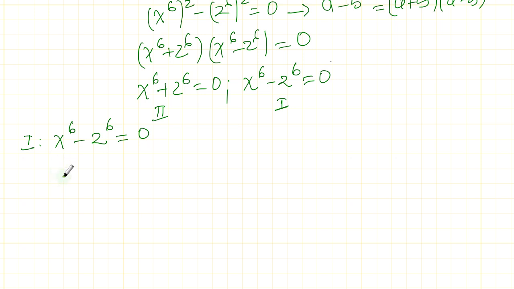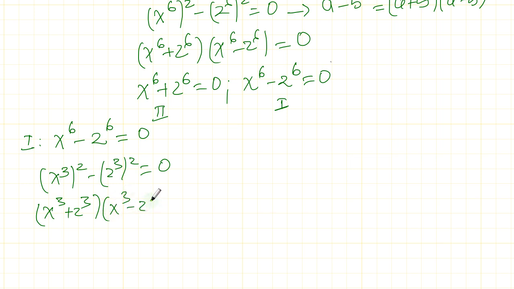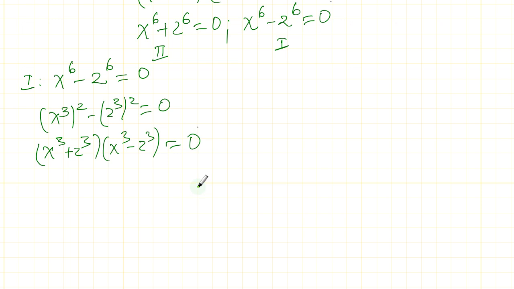I'm going to write this as x to the 3 squared minus 2 to the 3 squared equals 0. We're going to apply the same identity again. We're going to have then x to the 3 plus 2 to the 3, which will multiply x to the 3 minus 2 to the 3 equals 0. Okay, well, now here we're going to apply two identities.